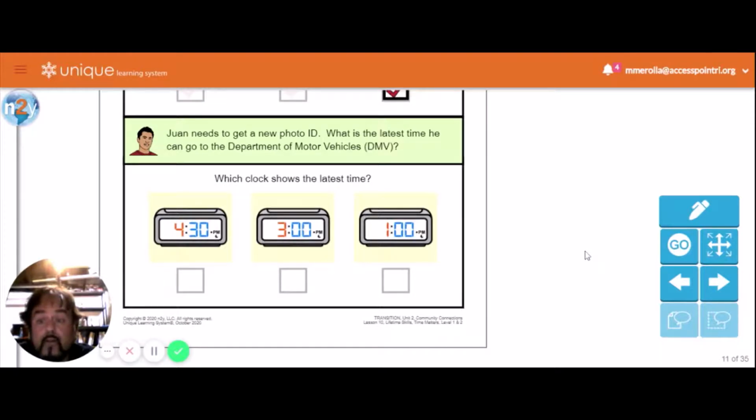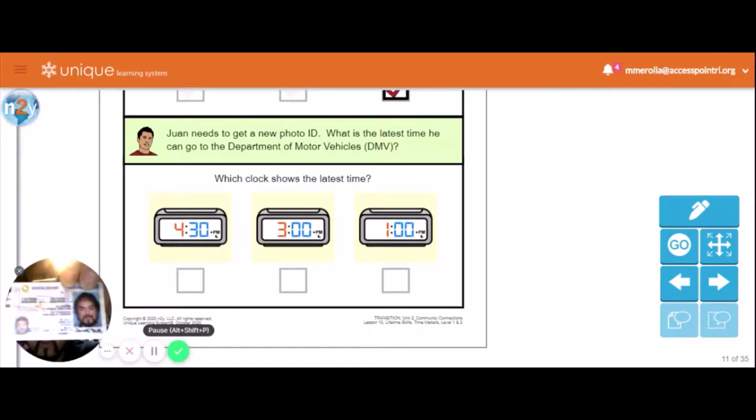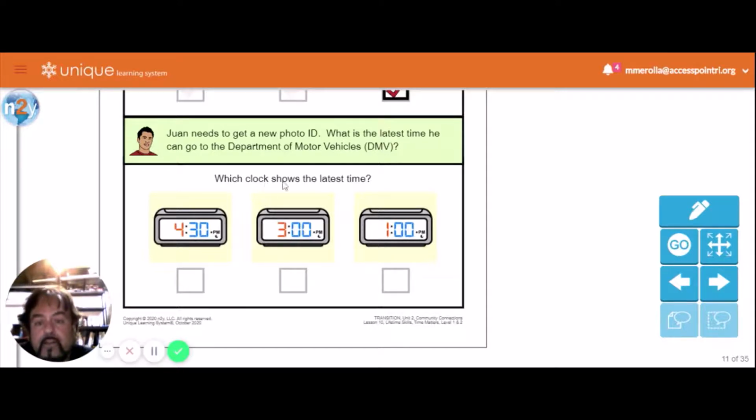Okay, the next scenario has to do with Juan. Juan needs to get a new photo ID. And of course, a photo ID is something you keep in your wallet. All right. Juan needs to get a new one of these, which you keep in your wallet, so you can go places and do things, and cash checks and all that, paychecks and all of that fun stuff.